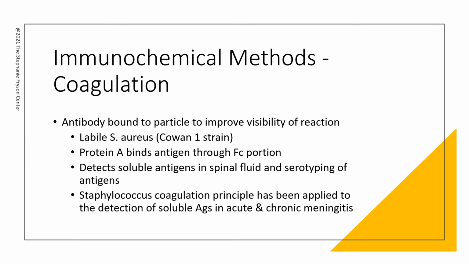Okay, coagulation. Antibody is bound to a particle to improve visibility of the reaction. Staph aureus is an example of a coagulation reaction where protein A binds the antibody through the Fc portion and detects soluble antigens in spinal fluid and serotyping of antigens. The Staphylococcus coagulation principle has been applied to the detection of soluble antigens in acute and chronic meningitis. So you're looking for coagulation. That coagulation tests the formation of a clotted substance.